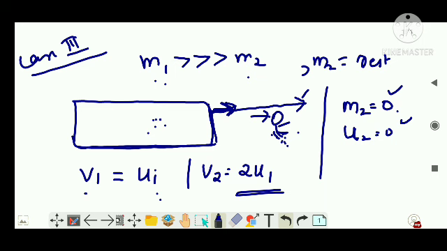So when you are colliding with a lorry, it is not going to have any feeling. You will be rebounded, right? But when a lorry strikes you, then the lorry will never change its velocity. It moves as it is, but you will be thrown off with double the velocity of the lorry. Clear?